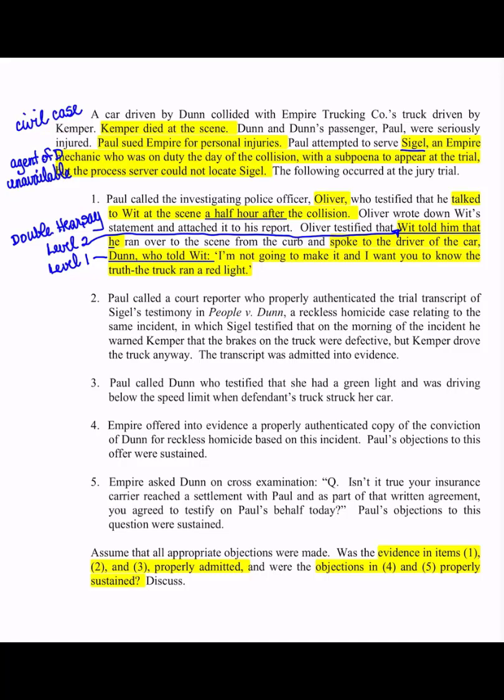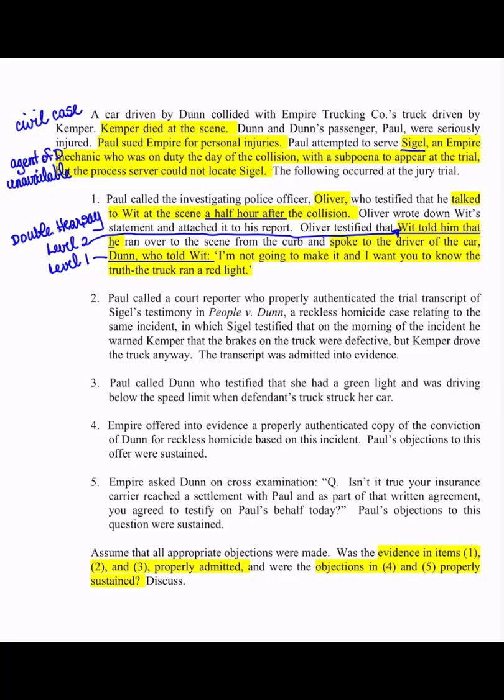Dunn's statement that the truck ran the red light is relevant to prove that Kemper, the truck driver, was negligent. Okay, that's pretty straightforward. Legal relevance: cover it and analyze it on the first call. It's generally not a big issue, but you need to cover it at least once. And of course, if it is an issue, you need to cover it on that piece of evidence as well.